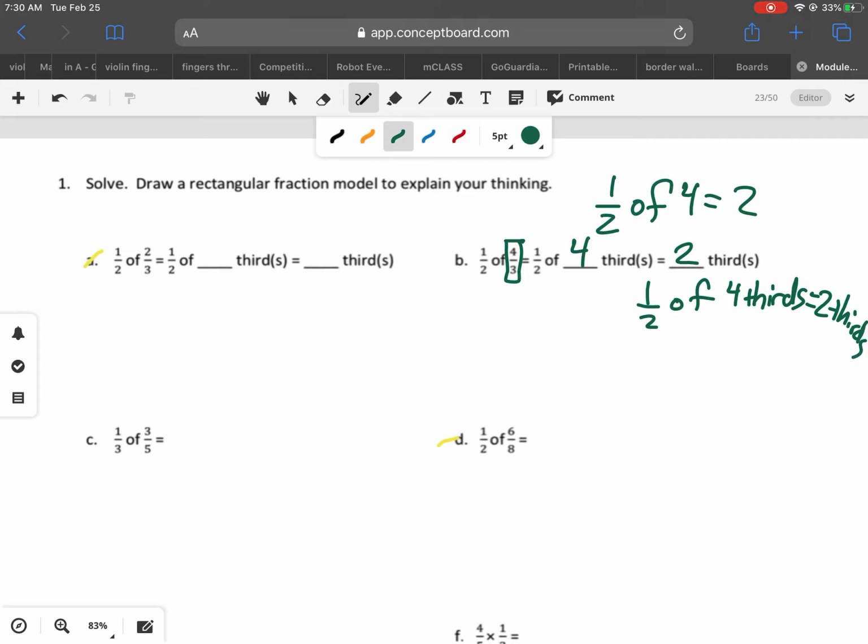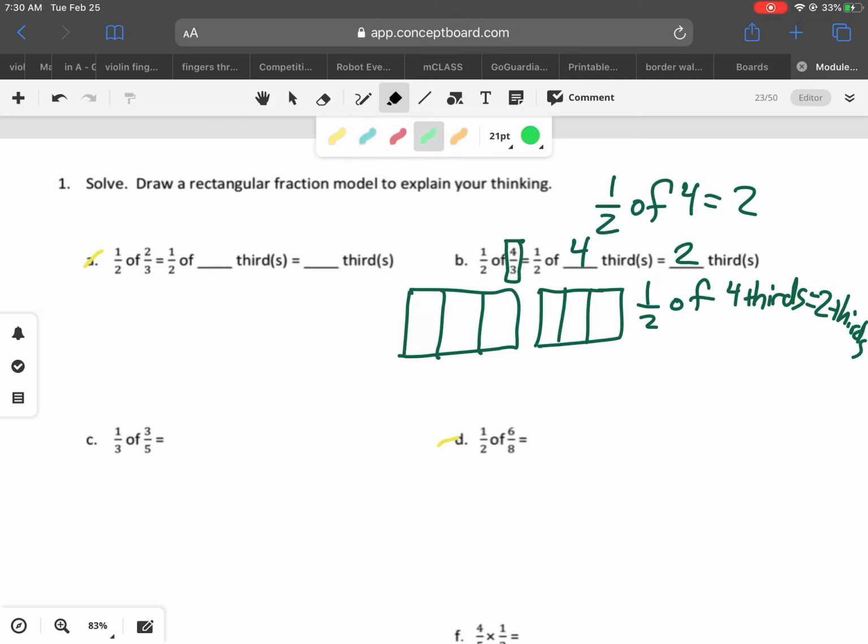Okay? So I'm going to go ahead, and this says 4/3. So we're going to go and draw, and this is the tricky part. We're going to do thirds, and we're going to have another one because it's actually an improper fraction, and we're going to shade that in 1, 2, 3, 4. Okay? Now we're going to do our half.